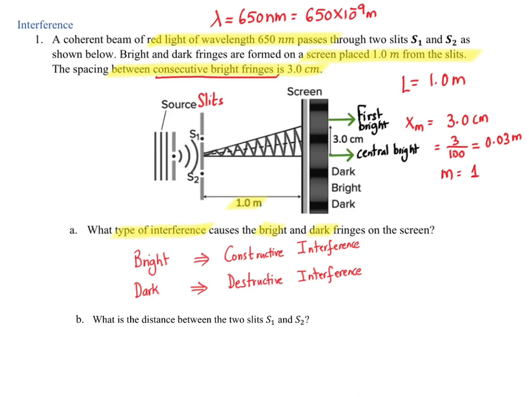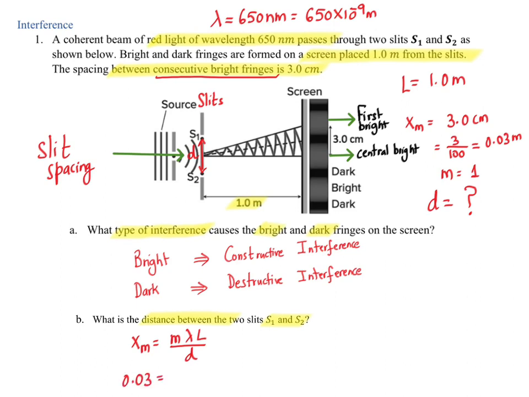Next, the question is, what is the distance between the two slits S1 and S2? So the distance between S1 and S2, I have labeled it on the diagram. That's D, slit spacing. So D is not known to us, so we'll put D equal question mark. Then the formula is XM equal M lambda L over D. We have got the numbers for XM, M, lambda and L. D is missing, so we write the formula with D missing.